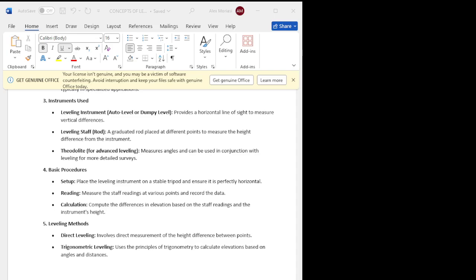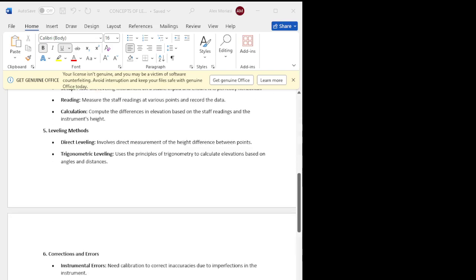Number 2 is the readings. After setting the instruments, you take the readings, the staff reading and various points of recorded data over a given area. Then number 3, lastly, we do calculations. After you have taken the readings, all the values that you have noted down, you are going to compute them into different elevations based on the staff reading and the instrument's height. As well, you can use different methods in calculations.